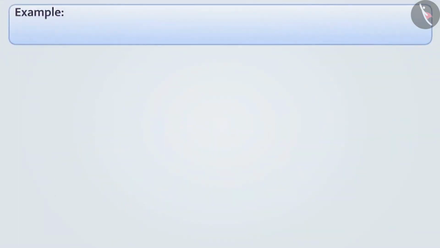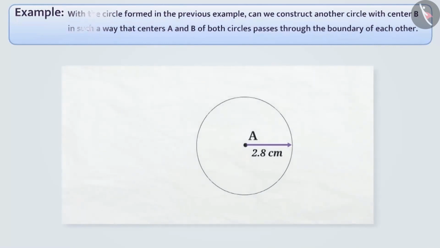Next example. With the circle formed in the previous example, can we construct another circle with the center B in such a way that each one of them passes through the center of the other? Can you answer this question? Stop the video and think about your answer.